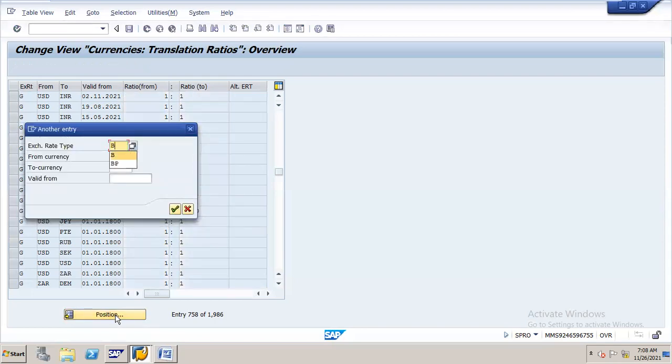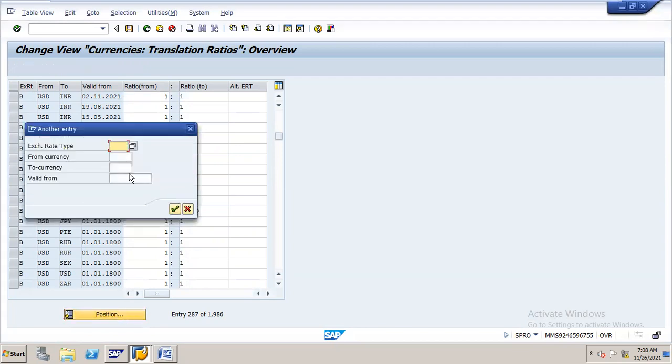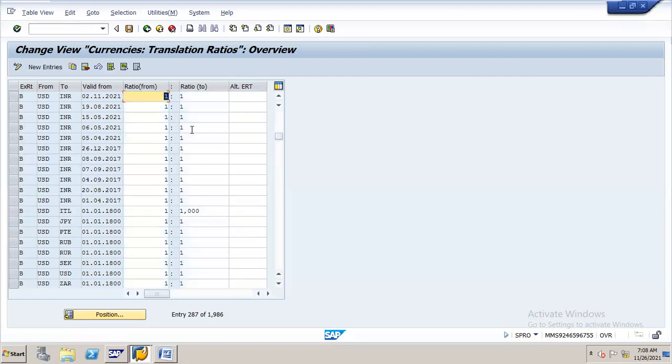Okay, understood. This is the G type, B type also is there. I'm just showing USD to INR, and like this GBP to INR, USD to GBP, USD to ZAR, USD to JPY, USD to Italy. All the conversion ratios are already predefined, 1:1. B is also over. So these ratios we need not maintain. Rates are given and ratios are given.